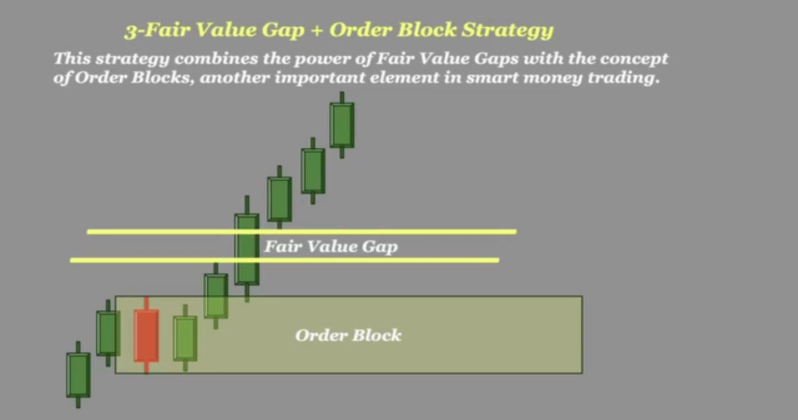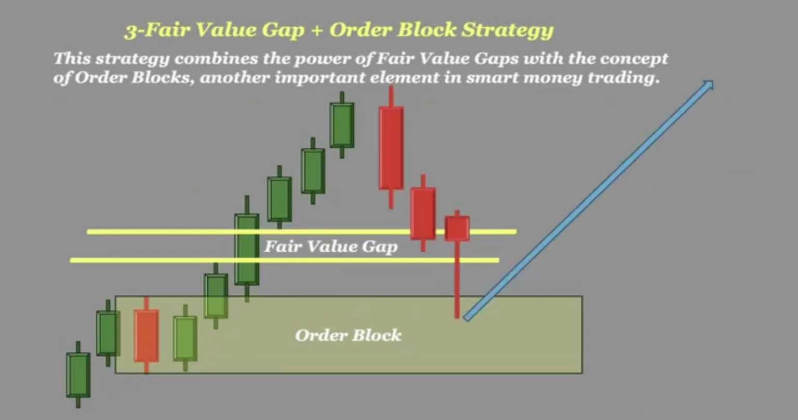How it works. The key is to identify an order block that aligns with or is close to a fair value gap. When the price retraces to this zone, you have a stronger confluence for a potential trade entry.